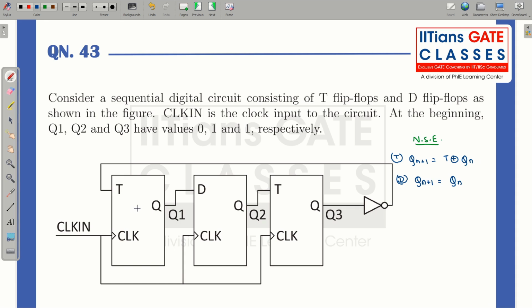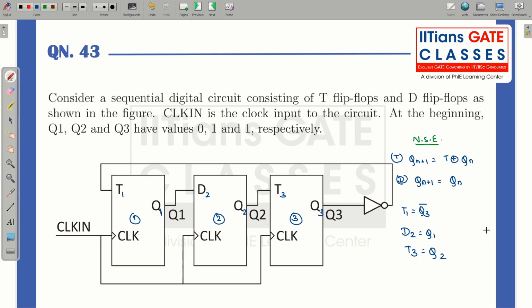Let me write this as Q1, this is Q2, and this is Q3. So this is your first flip-flop, this is second, this is third. Let this be T1, this be D2, this be T3. So T1 is equal to Q3 complement, because this is Q3 and this will be complemented. What about D2? D2 is equal to Q1, and T3 is equal to Q2.